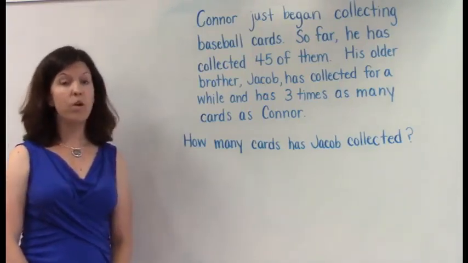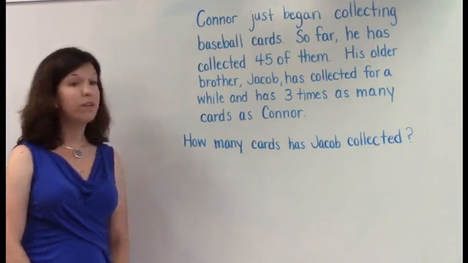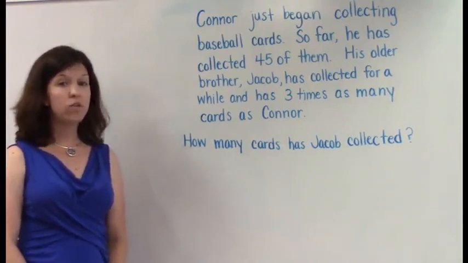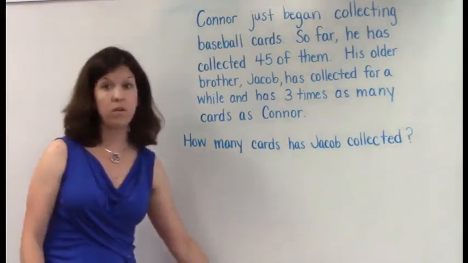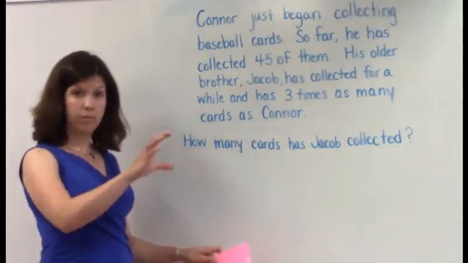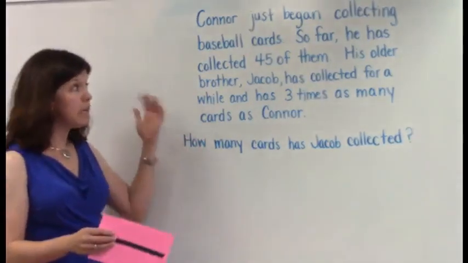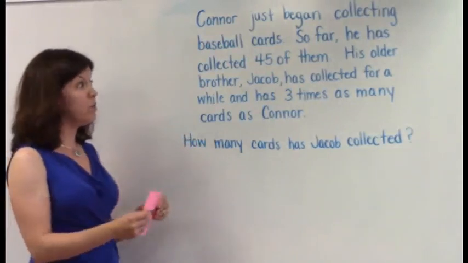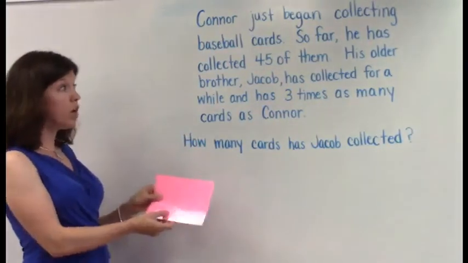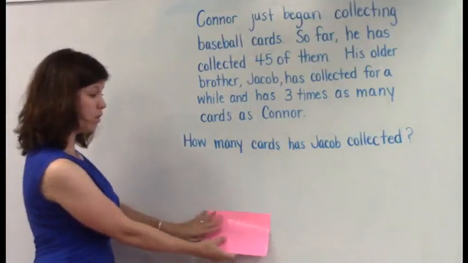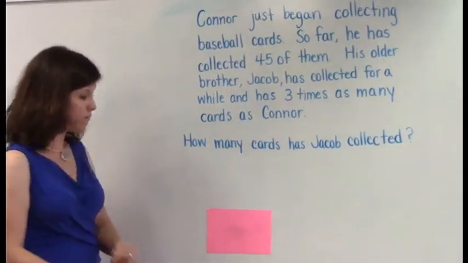So in this problem, we know that Connor has collected 45 baseball cards. So in our bar model, we're going to use various blocks to represent each bar. And each person in our problem is going to be represented by a different bar. Connor has 45 baseball cards. We'll use the pink block for his.